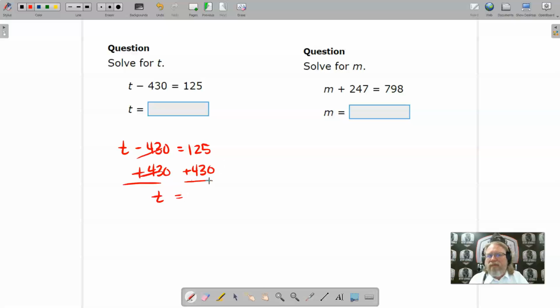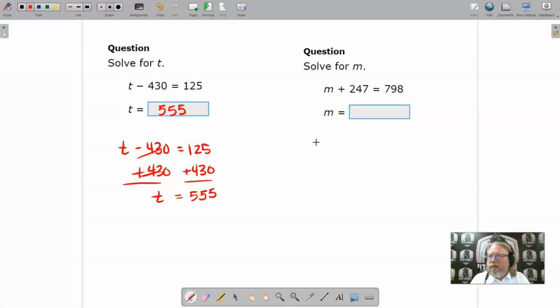And then 125 plus 430. 5 plus 0 is 5. 2 plus 3 is 5. And 1 plus 4 is, well, all 5s. 555 is the solution. t equals 555.